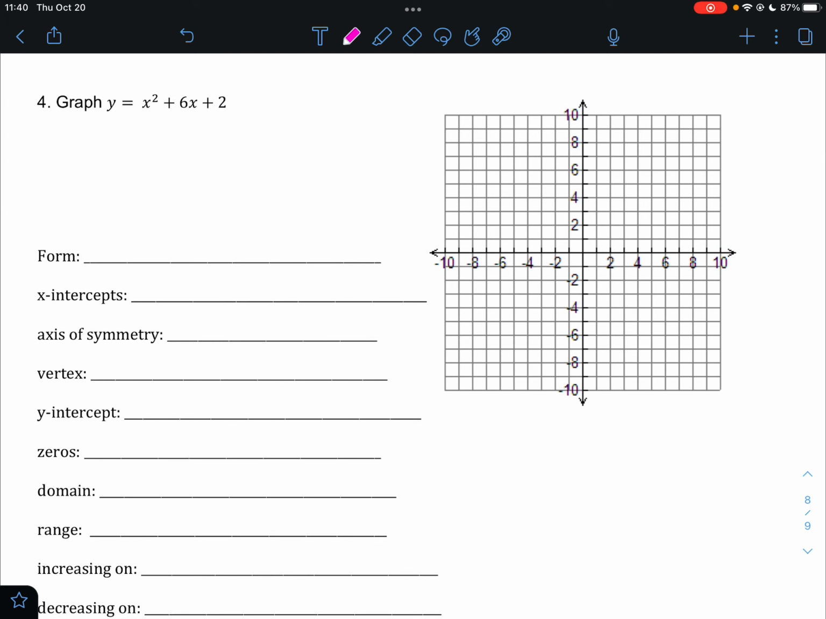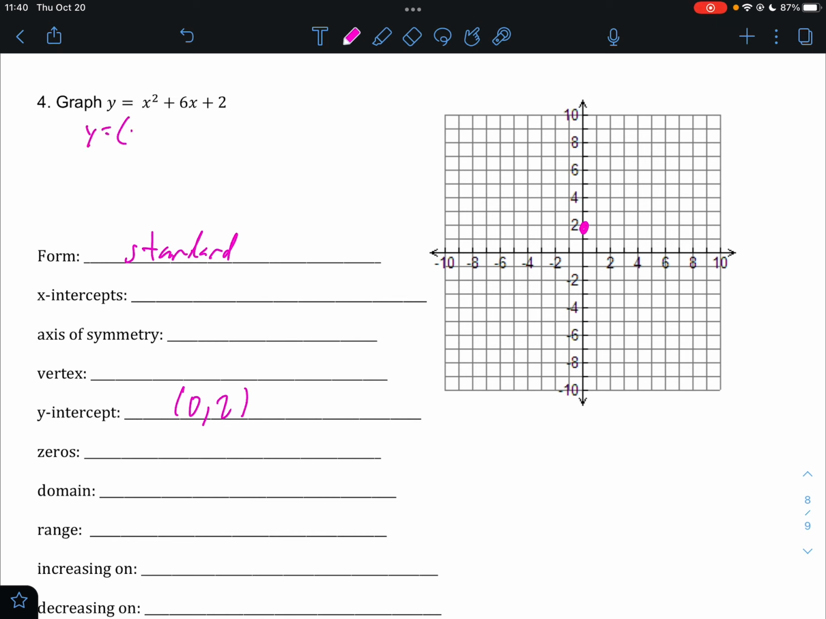Fourth one, also in standard form. So standard form, which means the y-intercept should be easy to find, 0, 2. To find our x-intercepts, we can try to factor that, but it's not going to factor. So you have two options here. You can complete the square and put it in vertex form, which is going to be a good idea, or you can use quadratic formula, which is not always the best idea.